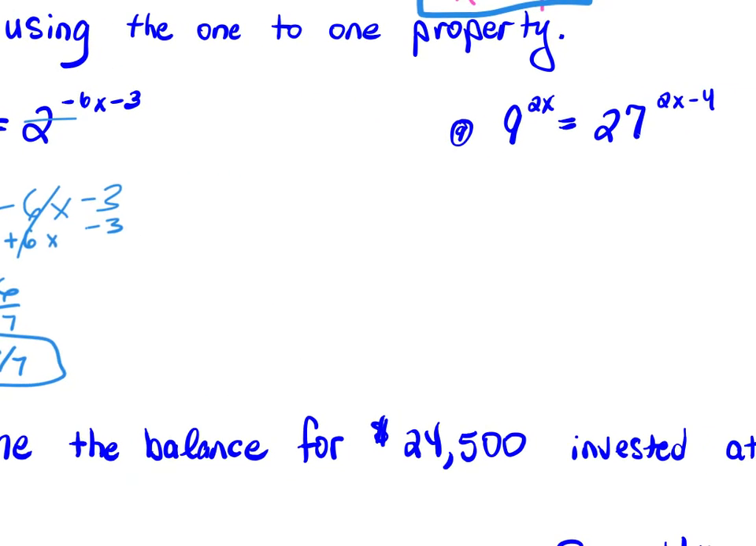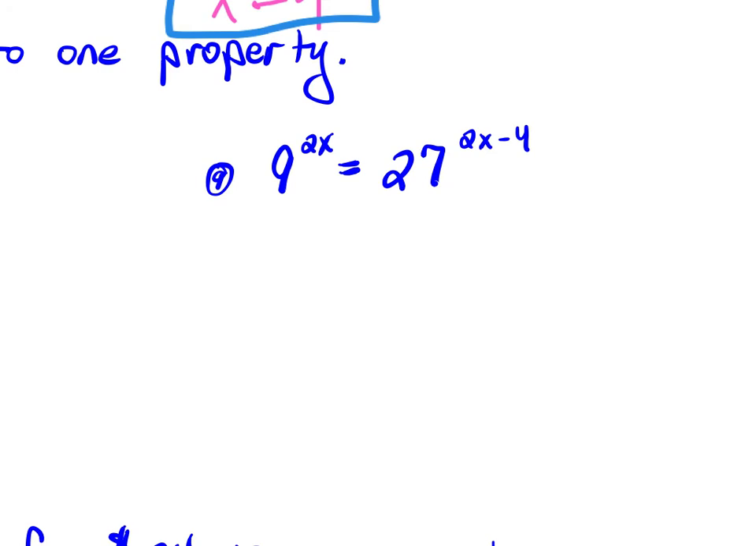All right, number 9. So we need our bases to be the same. Is it just solving for x? Yep. Once our bases are the same, we can cancel out our bases and just solve for x. So here we need to get our bases to be the same. We can't get 27 to look like 9, but we can get them both to look like a 3. So how do we get 9 to look like 3? You square it. So 3 squared. We have to multiply that times the 2x up top. And then how do we get 27 to look like 3? You cube it. 3 cubed. And then we have to multiply that times the 2x minus 4.